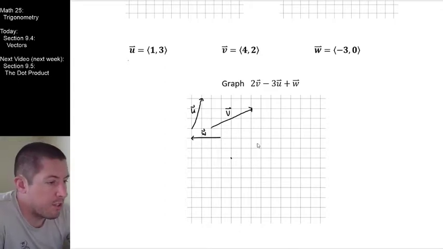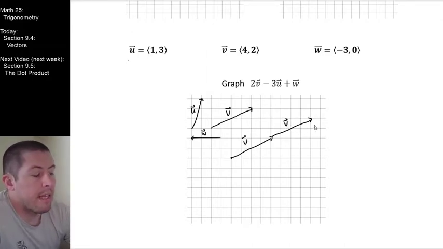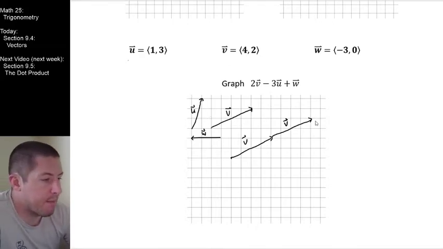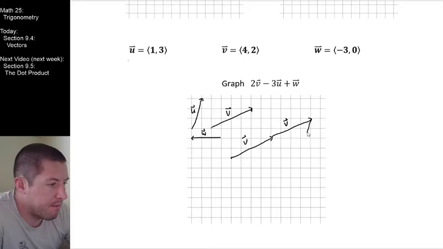So I'm going to start by doing 2Vs. So I'm going to do 1V. It's going to take me from here to here. So there's a V. And now I need to do another V. So I've done 2V. Now I'd like to subtract off 3U's. So I'm going to do U backwards 3 times. So I'm going to do a negative U, a negative U, and a negative U.